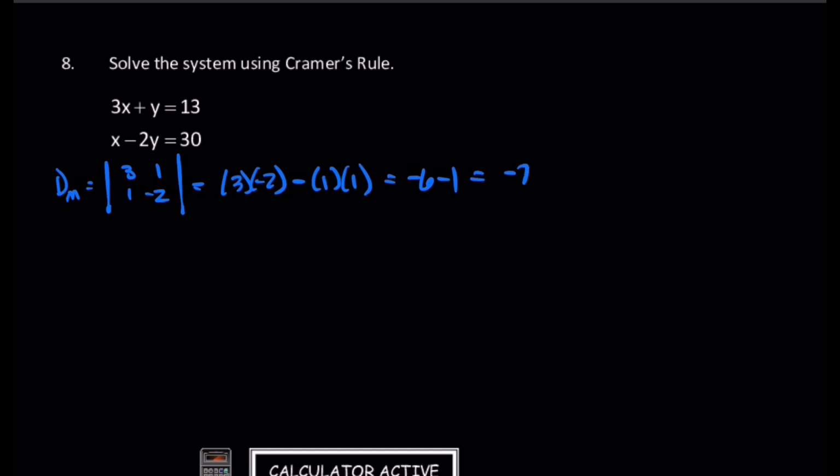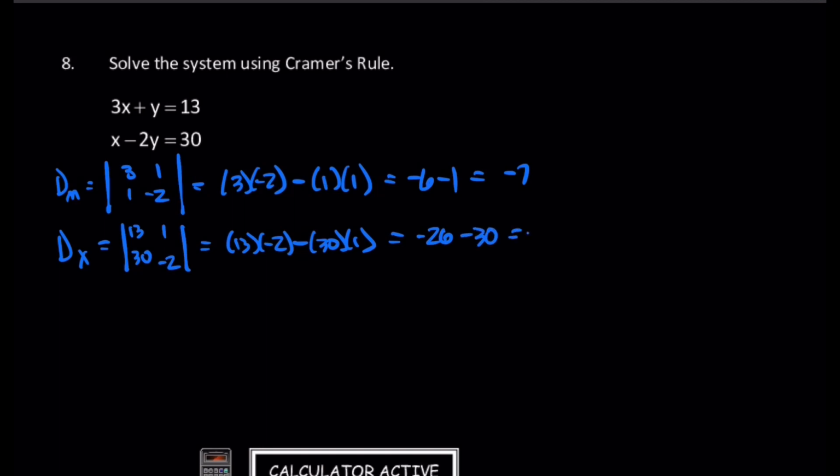Again, that's the M. Now dx. How do you get the X matrix? Well, what you do is you take the constants and you replace the X column. So dx replaces the X column. All right, so that's going to be 13, 30. Then the Y column stays, 1, -2. All right, so this is going to be 13 times -2 minus 30 times 1. Let's see, 13 times -2 is -26 minus 30. So, wow, -56. All right, kind of a big number, but that's fine.